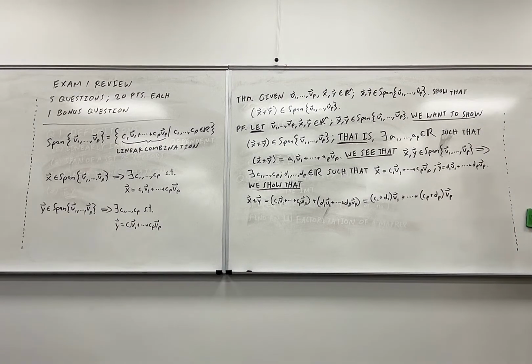Okay. Since vector x plus vector y equals A1V1 plus ... plus APVP, right? Can we just, since A1 can be any real number, set C1 plus D1 equal to A1 and just be done with the proof?